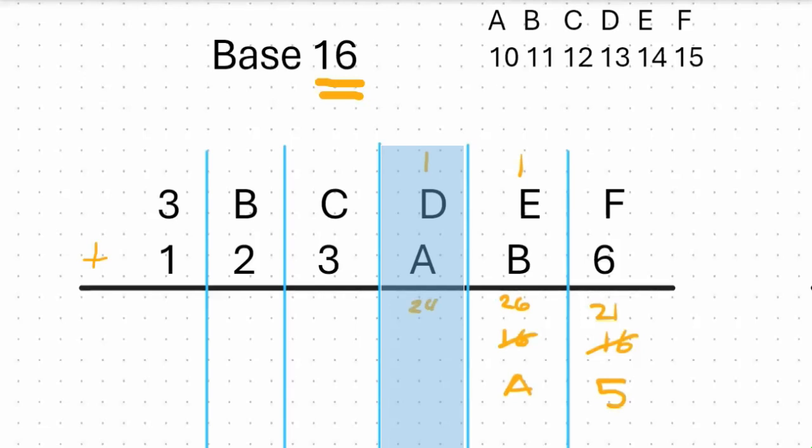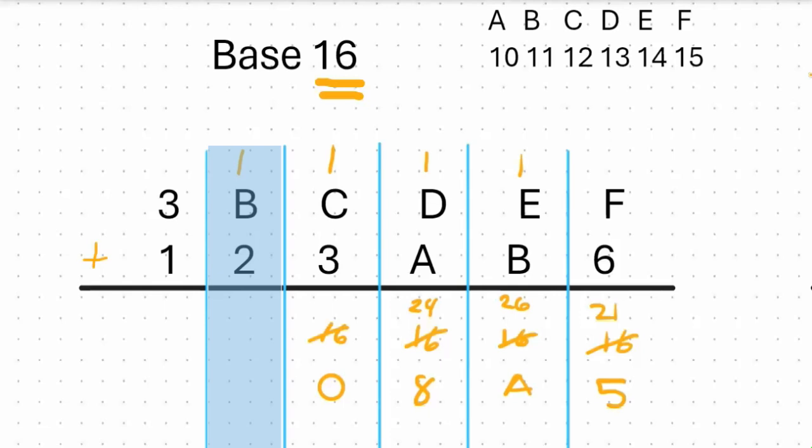Now what is 24? Well, we know that's a 16 and an 8. Carry your 16. Now C is 12. 12 plus 3, 15, 16. So we know that is a 16 plus a 0. Carry your 16. 1 plus B, which we know is 11, plus 2 equals 14. Since there's nothing to carry, let's just drop 14, and 14 is E.